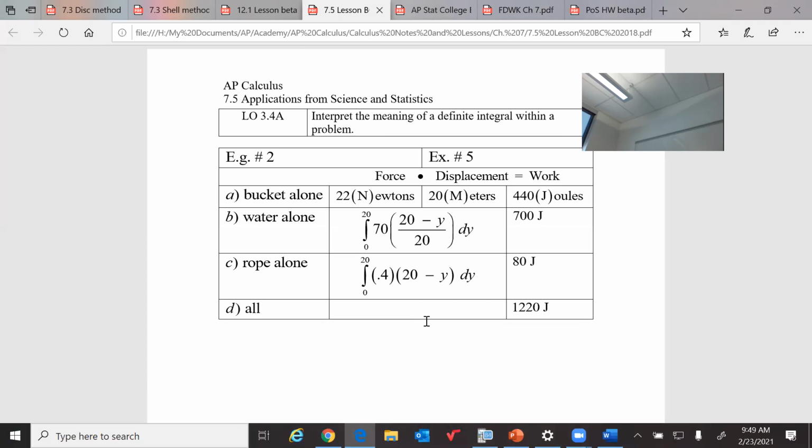And the rope alone. Well, the rope has this weight, this force on it. And then 20 take away y, because at time 0, you have to lift the rope 20 meters. By the time you get to 20, you don't have to lift it at all. And then you add them to get the sum of how much work is involved in the whole thing. Okay? So that's your model. Example 2, we're going to pause this and you're going to problem 5.